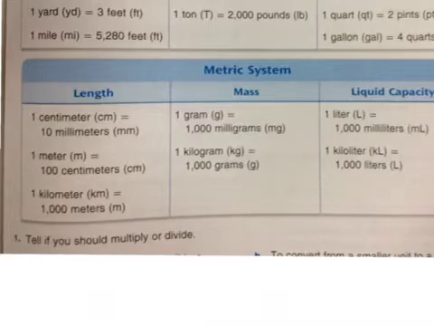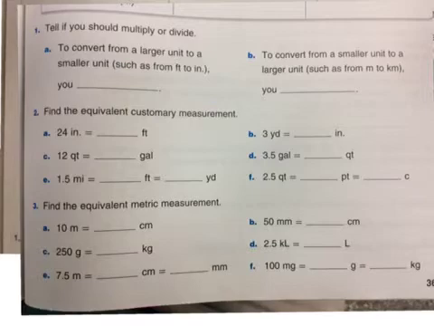Okay, let's look at the bottom of the page from 1 to 3. Question 1. This could be kind of tricky, boys and girls, because they want us to tell them if we should multiply or divide. Usually, always, when we want to go from a smaller number to a larger number, we multiply. When we want to go from a large number to a smaller number, we divide. Question A. To convert from a larger unit to a smaller unit, such as from feet to inches, you should, when we have feet to inches, 1 foot is 12 inches.